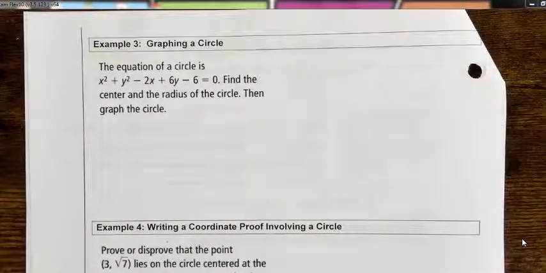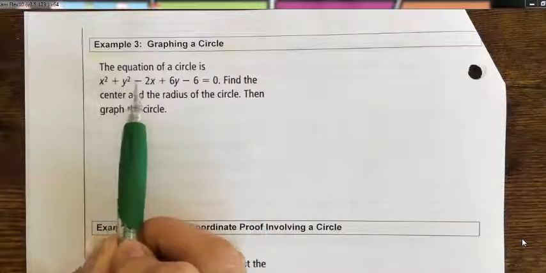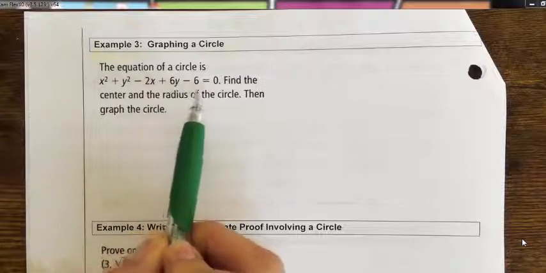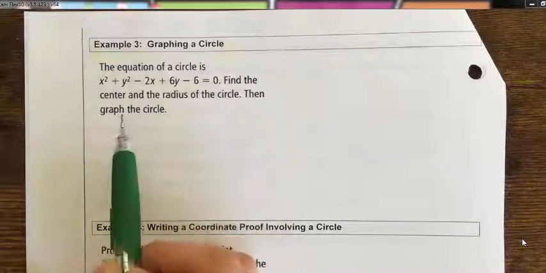Okay, so the equation of a circle is this: x squared plus y squared minus 2x plus 6y minus 6 equals 0. Find the center and the radius of the circle, then graph the circle.